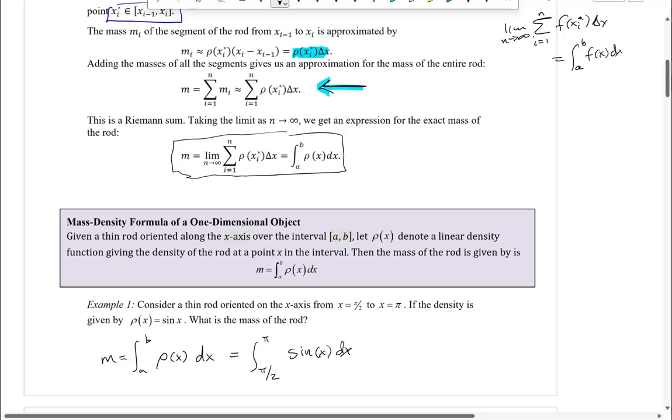And here we have a pretty straightforward Calc 1 integral. And there you have it.